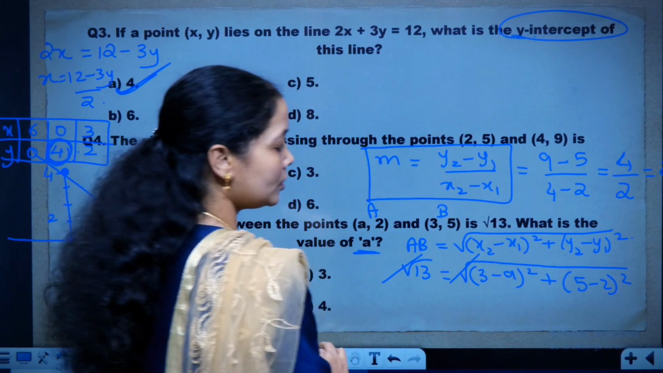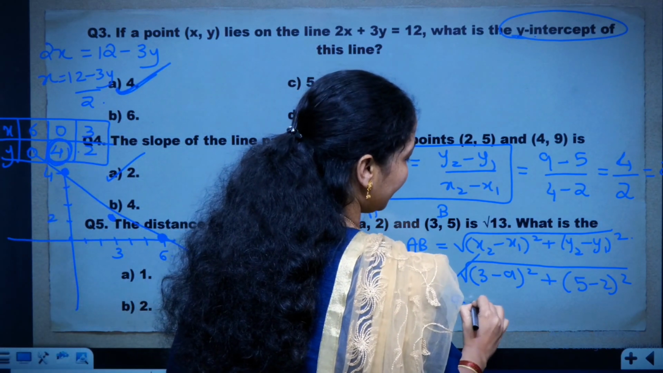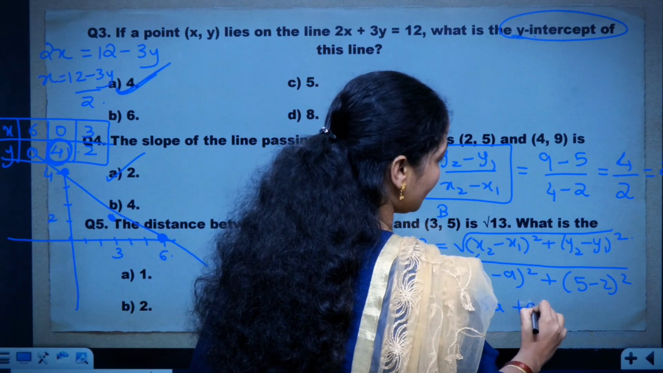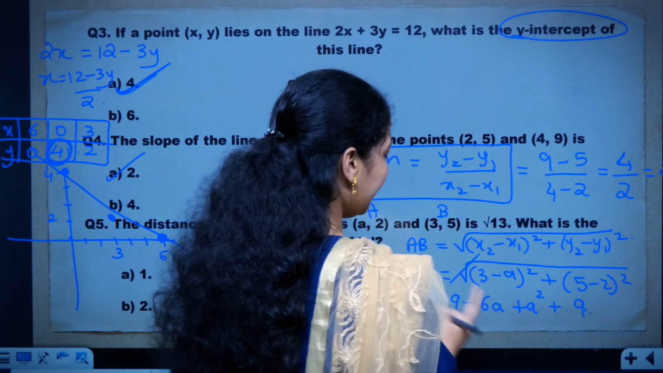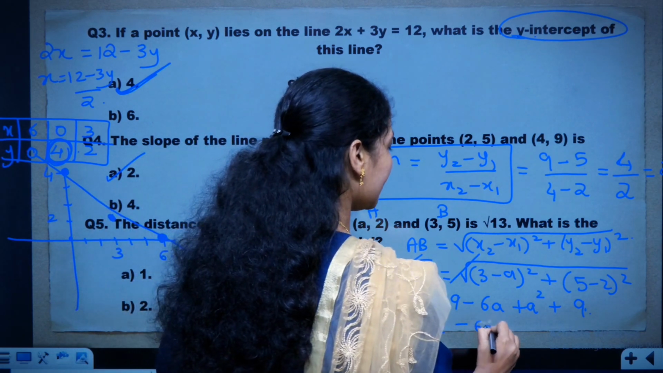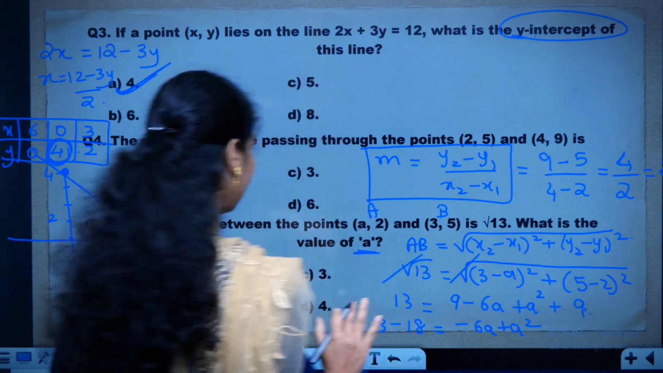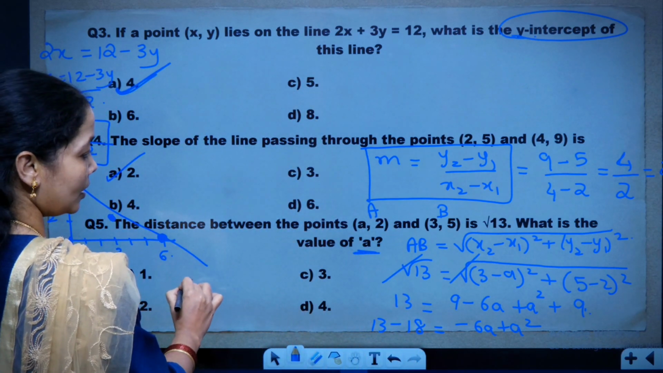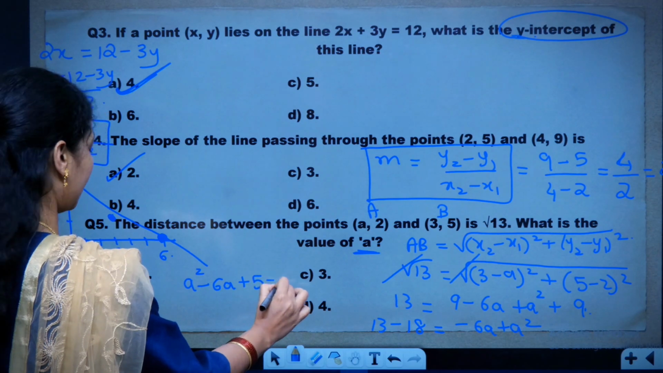On both sides I have root, the roots are getting cancelled. So 13 equal to 9 minus 6a plus a square plus 3 square, which is 9. 9 plus 9 is 18, coming to this end. 13 minus 18 equal to negative 6a plus a square. So I will have a quadratic equation: a square minus 6a plus 5 equal to 0.